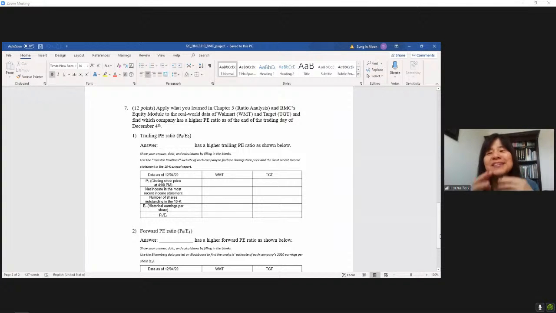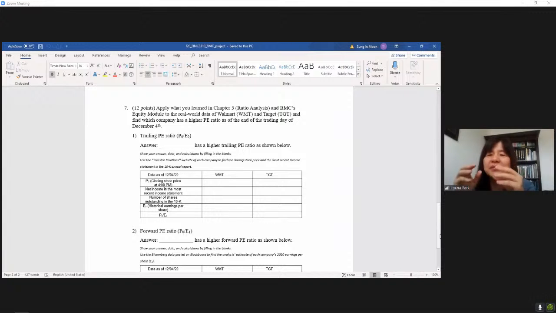Question number 7 is especially important because this knowledge is closely related to what you learned from the textbook. Remember in chapter 3, you learned ratio analysis. And this theory in chapter 3 and Bloomberg Market Concepts in the real world, you combine these 2 knowledges.